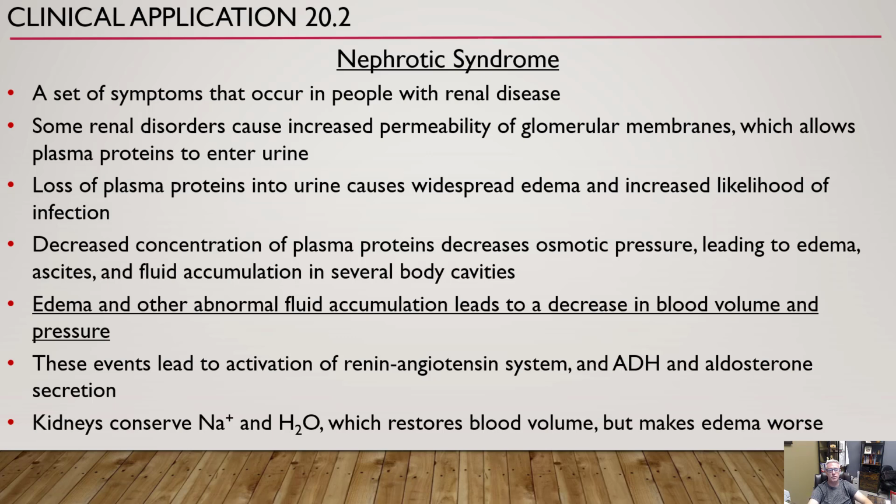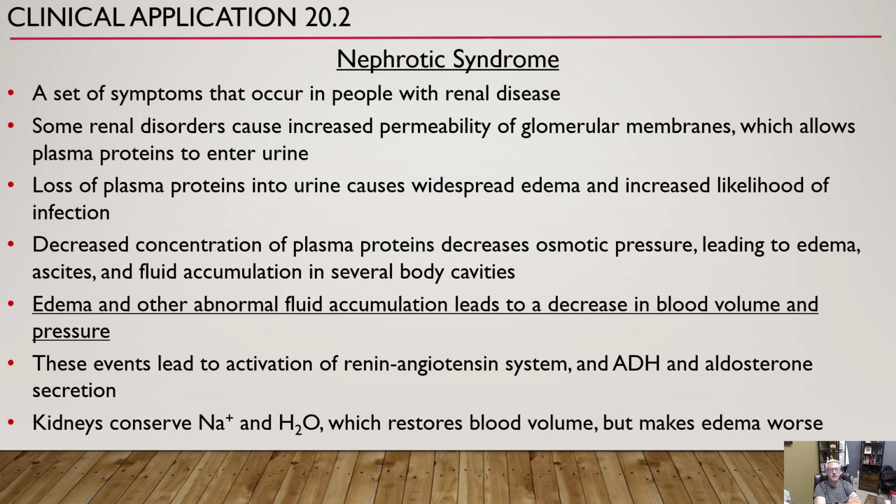All right, nephrotic syndrome. It's just a set of symptoms that occur in people with renal disease. There's loss of plasma proteins, because now we're seeing proteins in the urine. Because we have that protein imbalance, that could lead to edema, infection, fluid accumulation. That's also edema, as the protein pressure decreases. Our fluid volume is going to be adjusted, so we're going to have alterations in the renin-angiotensin system, ADH, and aldosterone secretion.